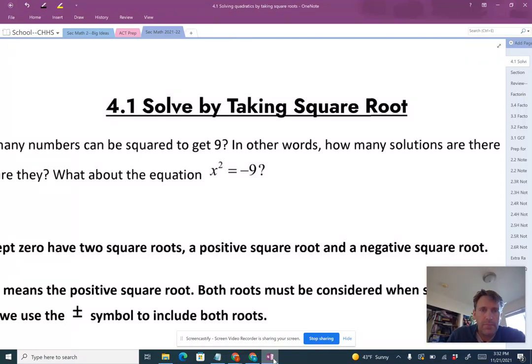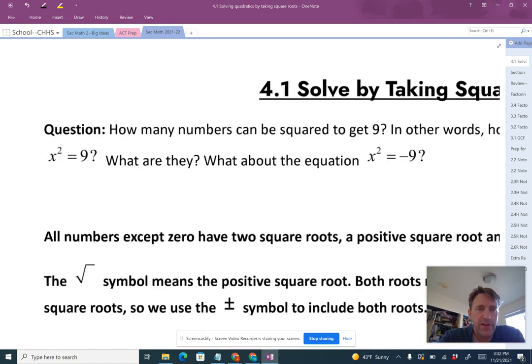Hi, welcome. This lesson we're going to be talking about solving quadratic equations by taking the square root. So we've got some questions to get you started here.